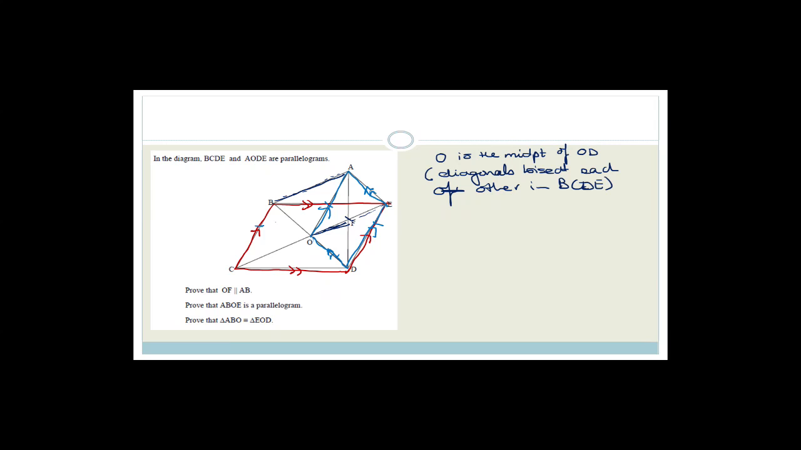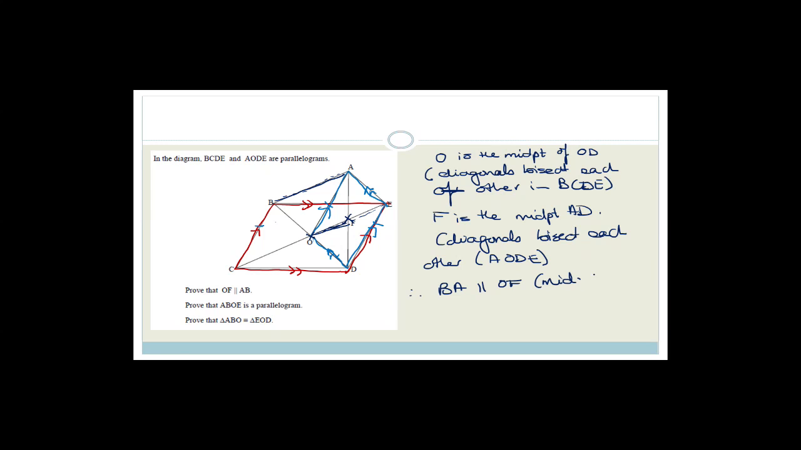We also know that F is the midpoint of AD. And again, same reason, diagonals bisect each other. And then we're talking about AODE. So therefore, BA has to be parallel to OF because of the midpoint theorem. Okay, great.